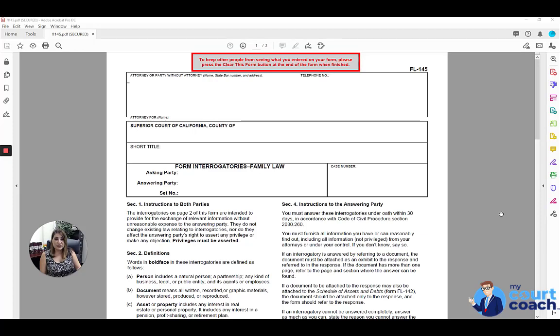I'm Sarah. I'll be your instructor today as we talk about the Form Interrogatories form for family law, also known as Form FL-145. As with all our court forms, you want to start off by filling in your identifying case caption information at the top.